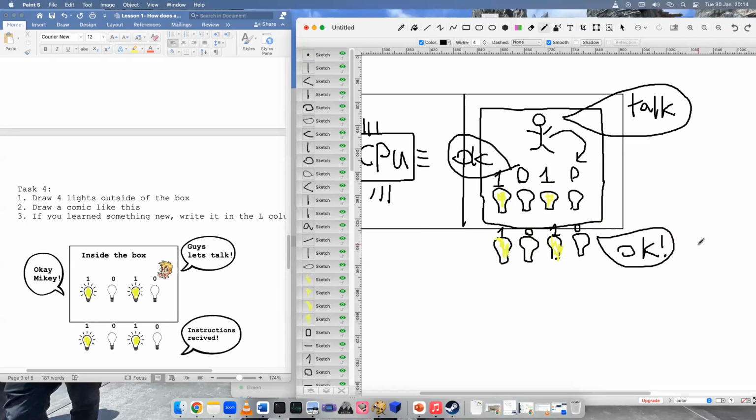Very nice. So that is how a CPU can send signals back and forth and how it can communicate with ones and zeros. This is a very simplified way of doing it, but this is going to be the first lesson of many lessons where I teach how different computer parts communicate and talk with each other.